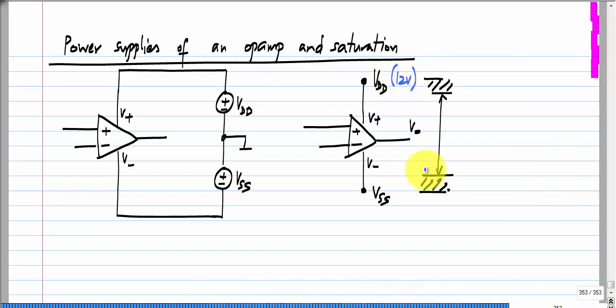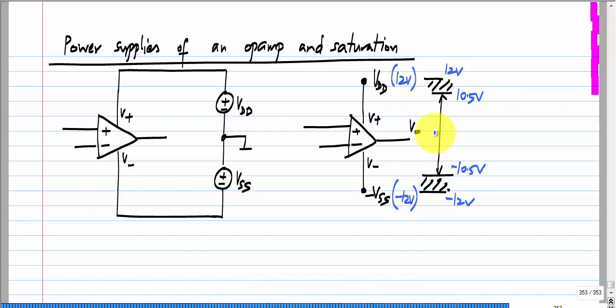Let me take some typical values from old general purpose op amps. VDD could be 12 volts and minus VSS could be minus 12 volts. So, we have 12 volts and minus 12 volts. And the output could be swinging between, let us say, 10.5 volts and minus 10.5 volts, while still behaving like a voltage controlled voltage source.